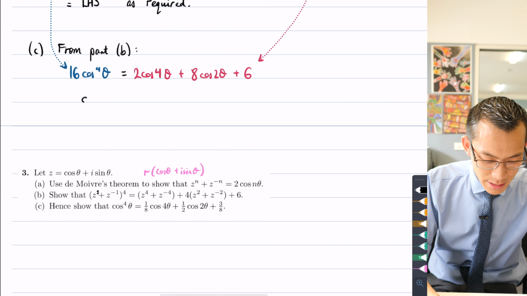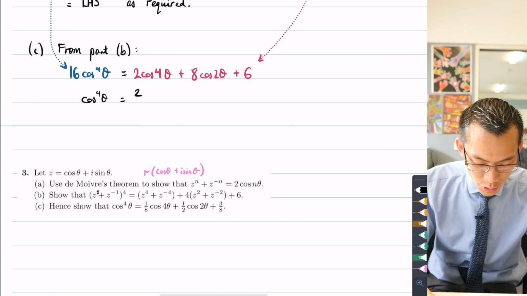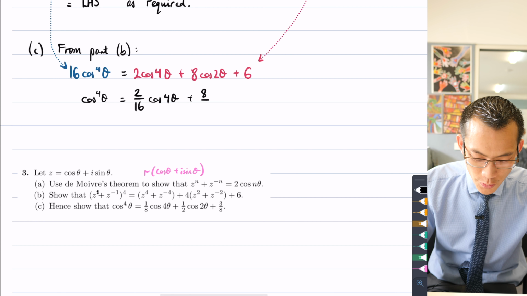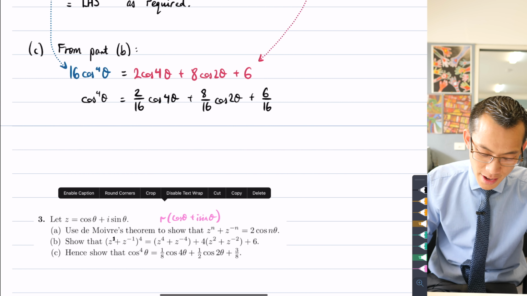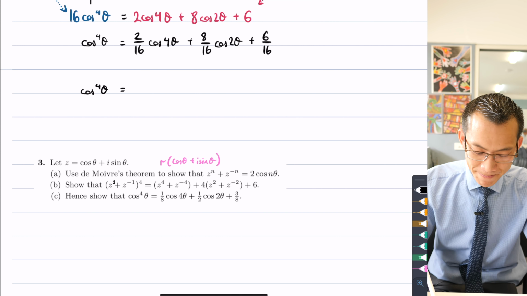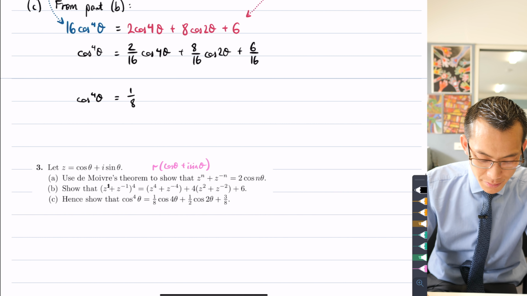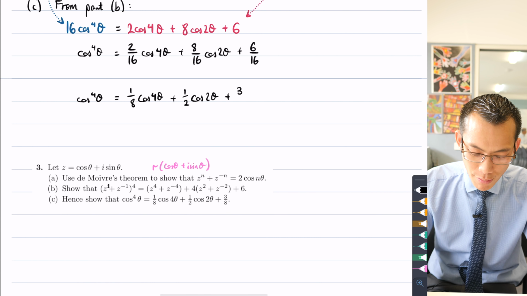If I divide both sides by 16, I get cos to the 4 theta on the left-hand side. This is going to be, let's just do it longhand since this is a proof, 2 over 16. This is going to be 8 over 16. And this is going to be 6 over 16. So it couldn't be more obvious that I've divided everything through by 16. But at this point, you're pretty much home, right? Because have a look at the result that we're trying to prove. 2 over 16 is 1 over 8. That is exactly the coefficient that we wanted here, cos 4 theta. 8 over 16, that's a half, like I wanted. And then lastly, 6 over 16 is indeed 3 over 8.